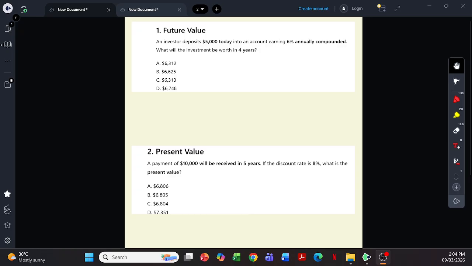So let's get started. The first question, we are required to calculate the future value of an amount of money that we're going to be investing today, which is 5,000, which is going to earn 6% annually compounded. What will the investment be worth in 4 years? When we're doing future value questions, or present value, or any time value of money questions, what I would strongly suggest is that we note down all the variables. So we need to calculate the future value, but the other variables are present value, payment, I/Y, and N.